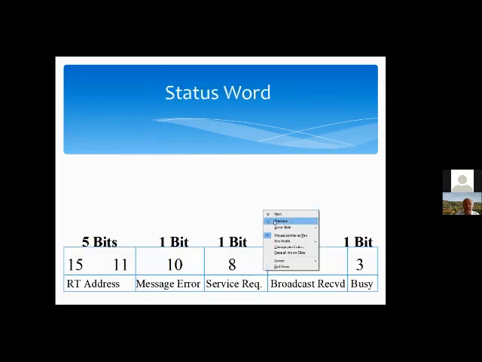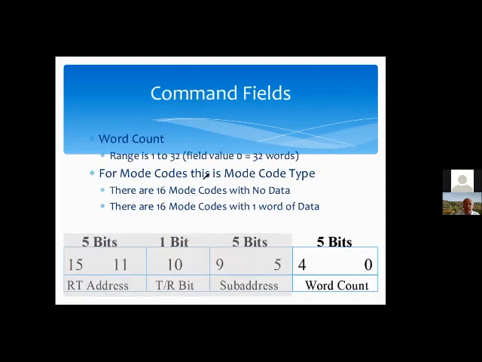And the final field is the word count. The word count is again 5 bits, and that's where we came for the design goal of up to 32 words of data per message. So again, 5 bits gives us 32 potential values. If you're reading the binary, the values are going to be from 0 to 31. But in fact, if we're not talking about a mode code, we're talking about a standard message, then there's no such thing as a 0-word message. So it's really from 1 to 32.